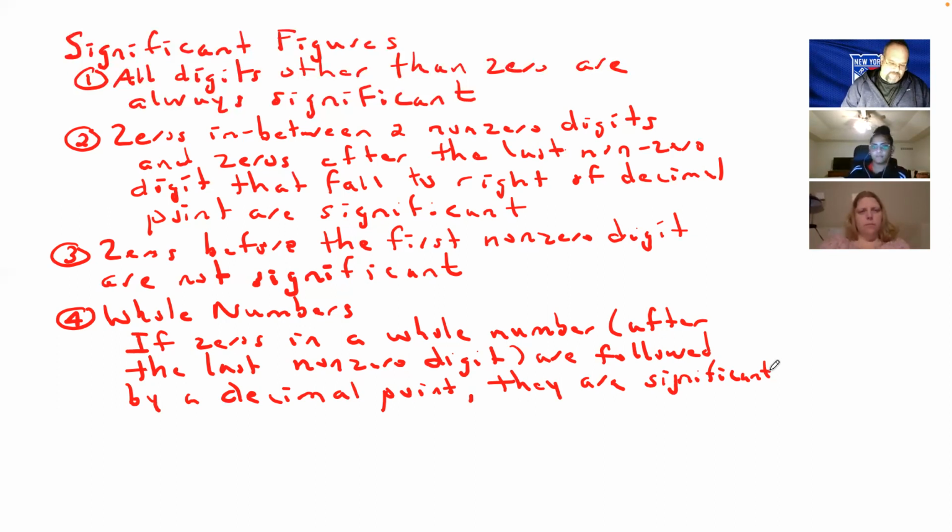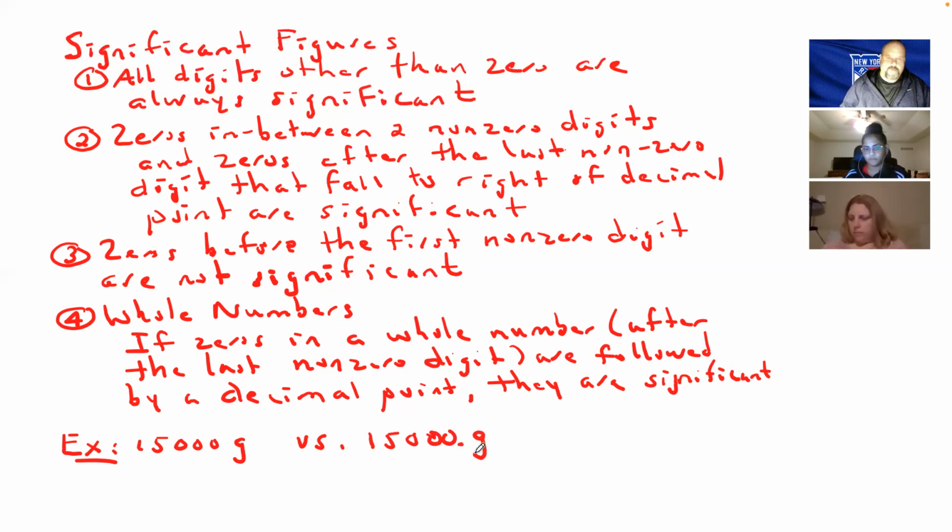And the example that I commonly give to illustrate the difference is 15,000 grams versus 15,000 decimal point grams. Honestly, when I look at these two numbers, I don't really see much of a difference between them. But in the world of significant figures, there is a big difference. And one of the ways to think about significant figures is that they include all of the certain digits and the first estimated or uncertain digit.